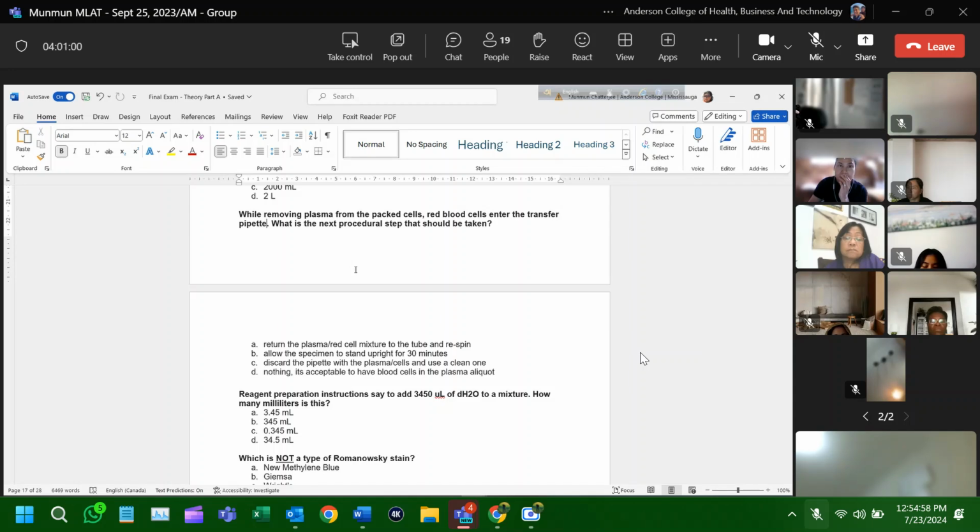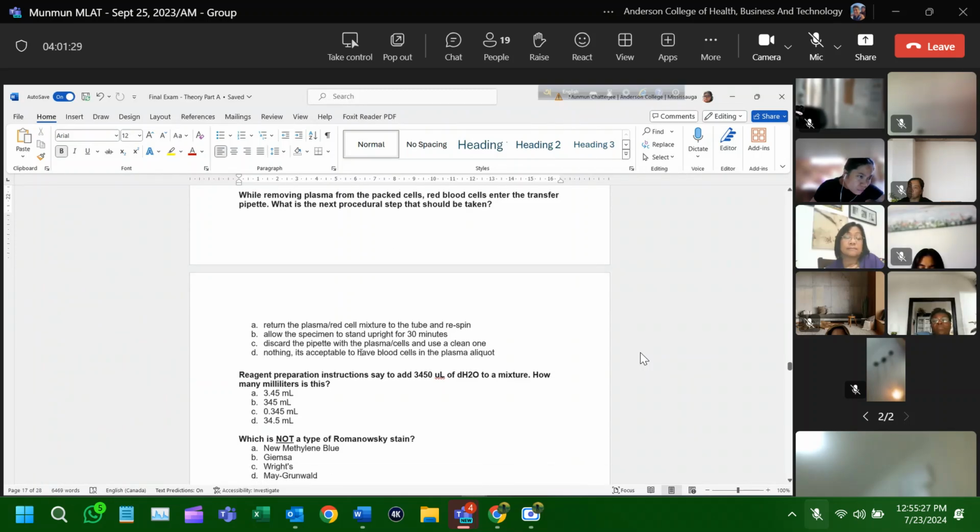Because we don't know how much plasma you have taken out in the disposable pipette, right? So if you just throw it out, the whole quantity might go totally to waste. So that is the best option, the respin, or allow the specimen to stand upright for 30 minutes, because in 30 minutes the plasma can settle down. But it's always better to do the centrifugation. So my best option is respin.